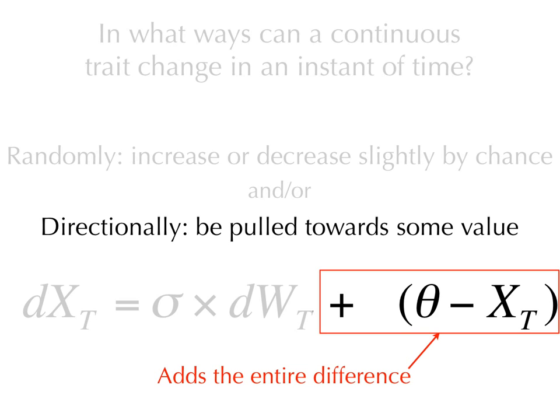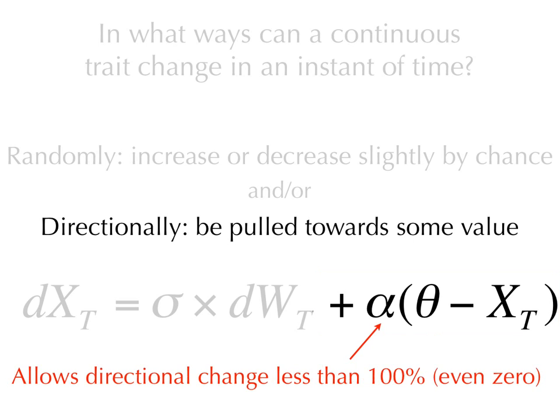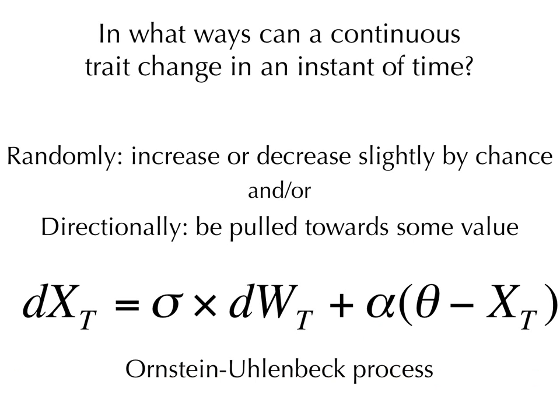Okay. This will do it all in one instant, right? So if theta is 5 and we're at 3, we change by 2. That would be 2 at one time step. That's probably pretty fast. Let's scale that too. Okay. So now we have this alpha to scale that. So how slowly do we get there? Okay. So this is a more general process called an Ornstein-Uhlenbeck process.